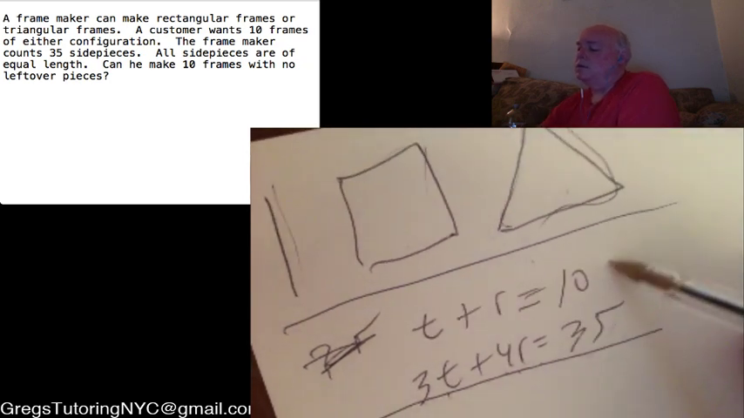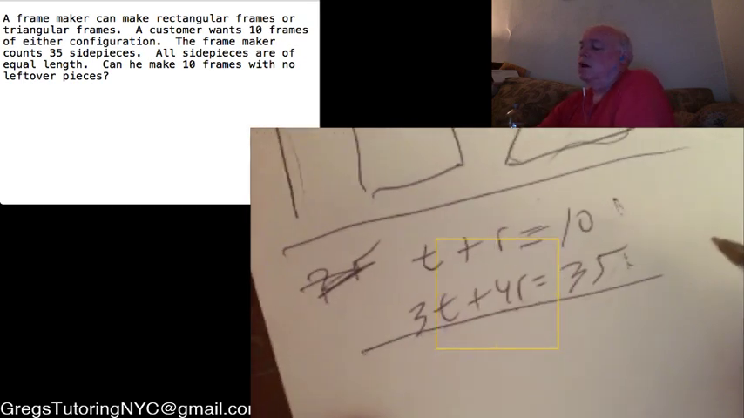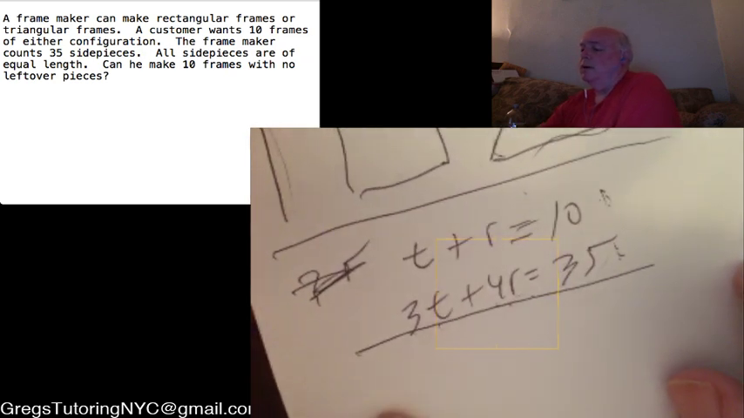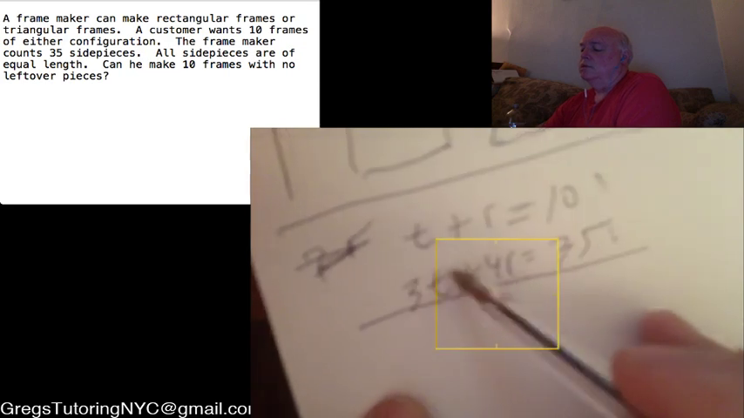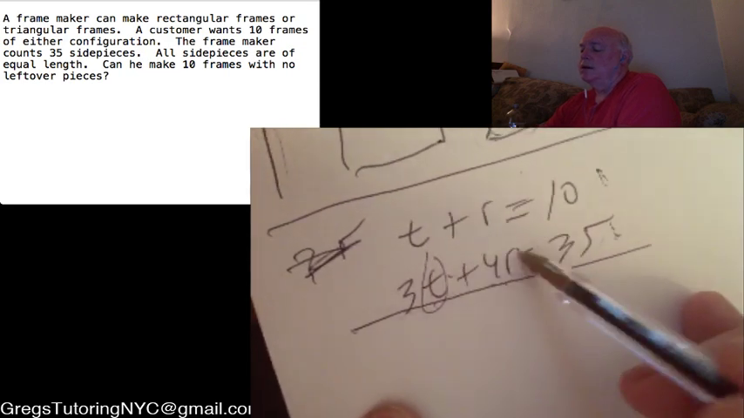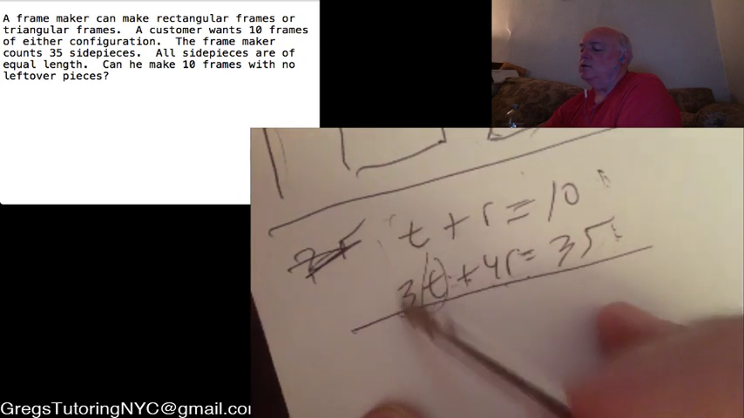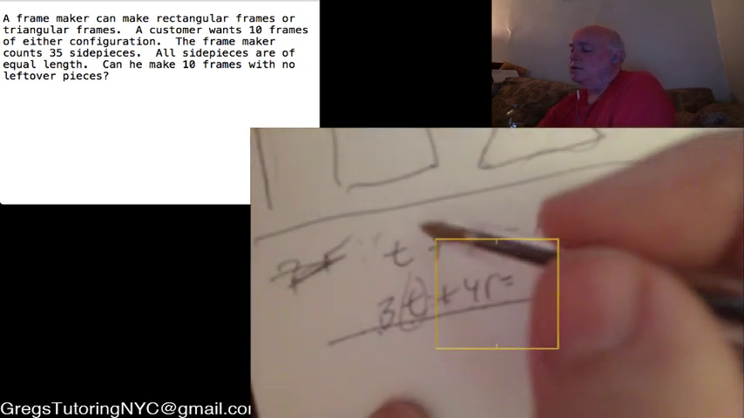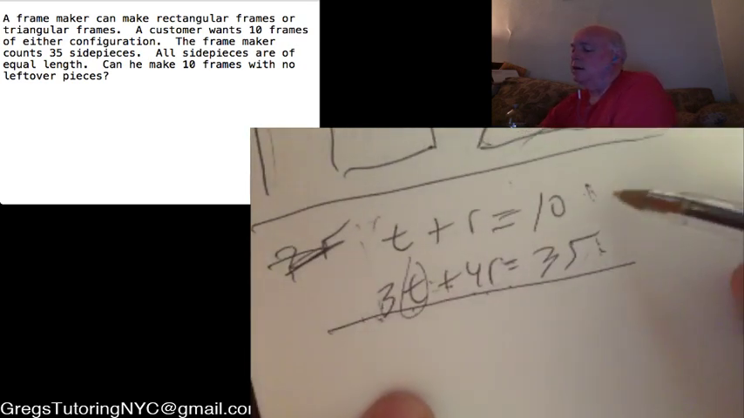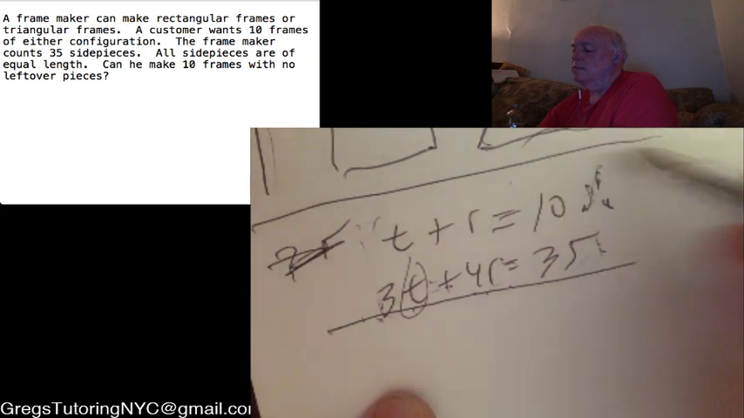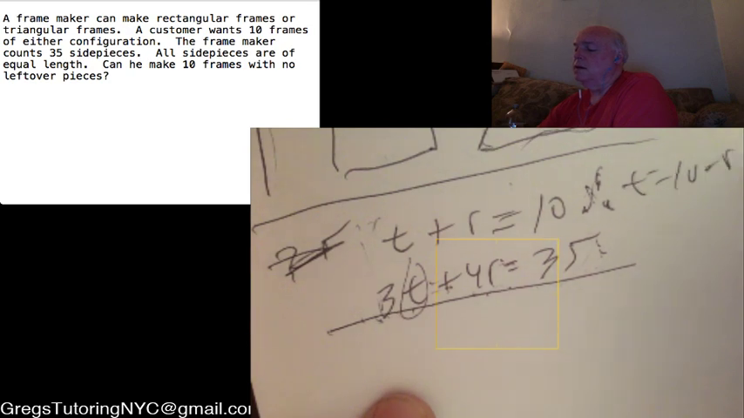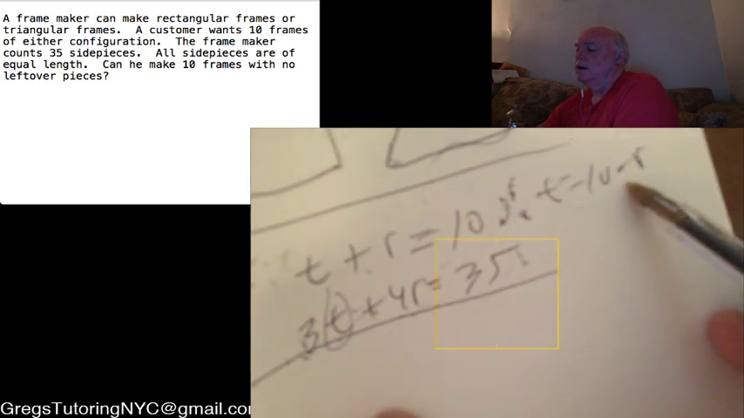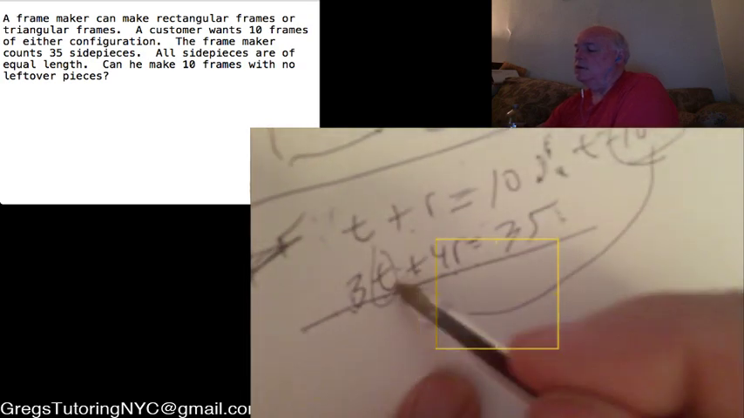So the question is, how can we use these two things to work with each other to give us the number we want, or numbers we want? So there's 2 ways to do this. One is to substitute for t or r in here, and the other is to add or subtract these 2 equations. Okay, so let's try both ways. So if t plus r is 10, then therefore t equals 10 minus r. All I did was subtract r from both sides, and I got t equals 10 minus r. Now that we know what t is, we can come over here and substitute it.